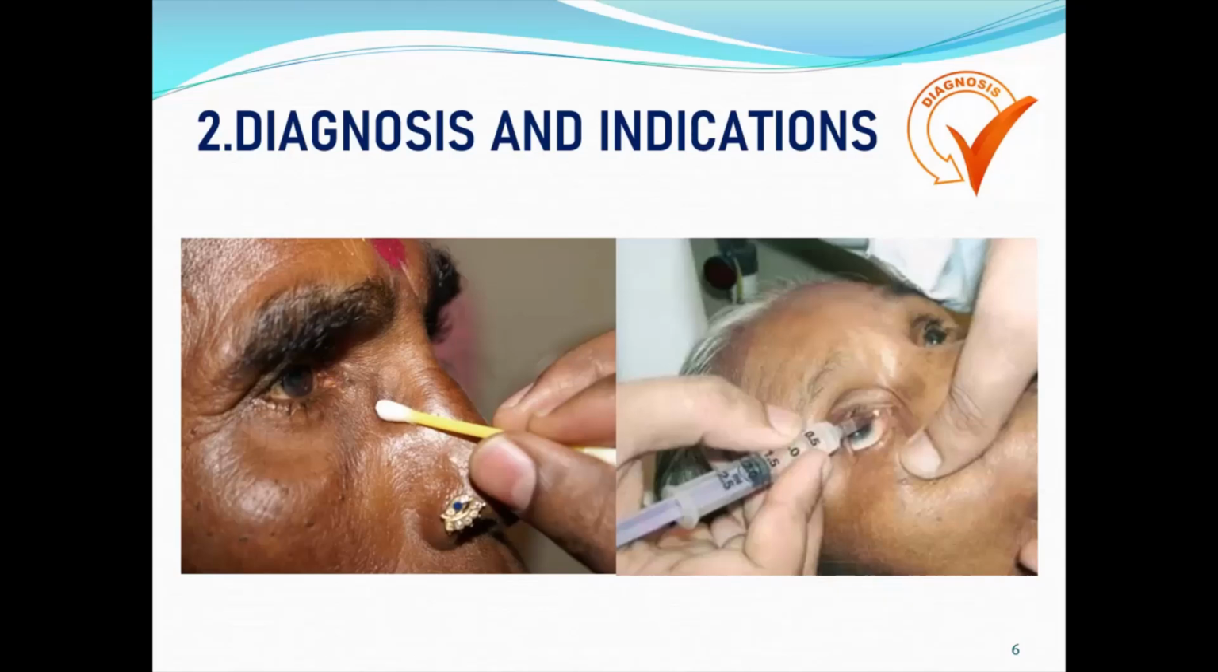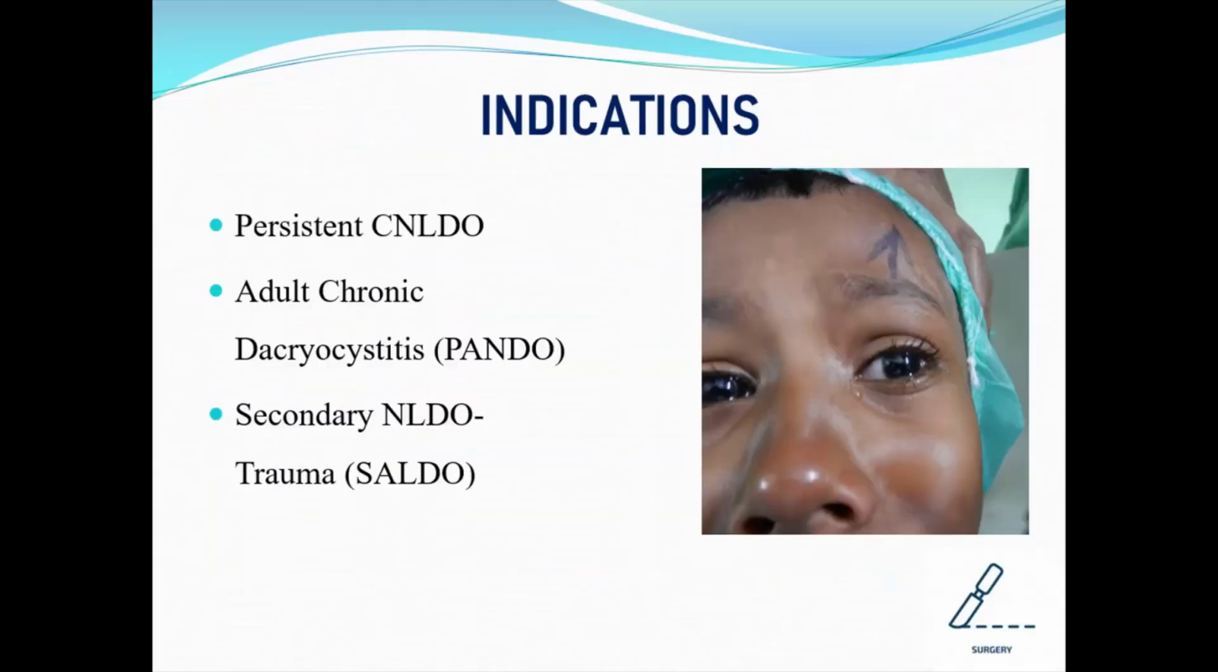And when do you want to do the simple external DCR? When the patient comes to you after stepwise management for congenital nasolacrimal duct obstruction, like probing and intubation, and everything fails, then you plan for it. Or in primary acquired nasolacrimal duct obstruction and secondary nasolacrimal duct obstruction without any canalicular or common canalicular injuries, you can do this external approach without additional procedures.